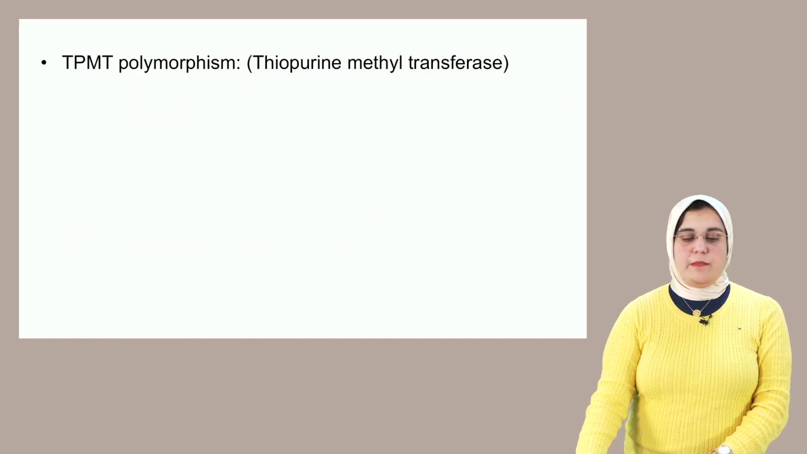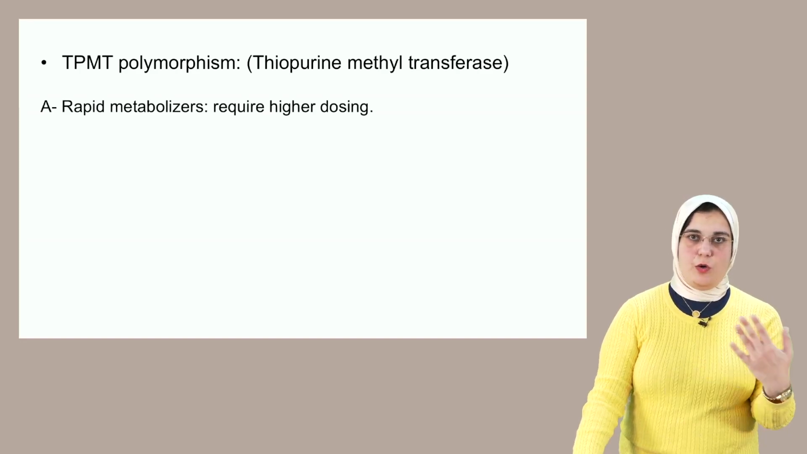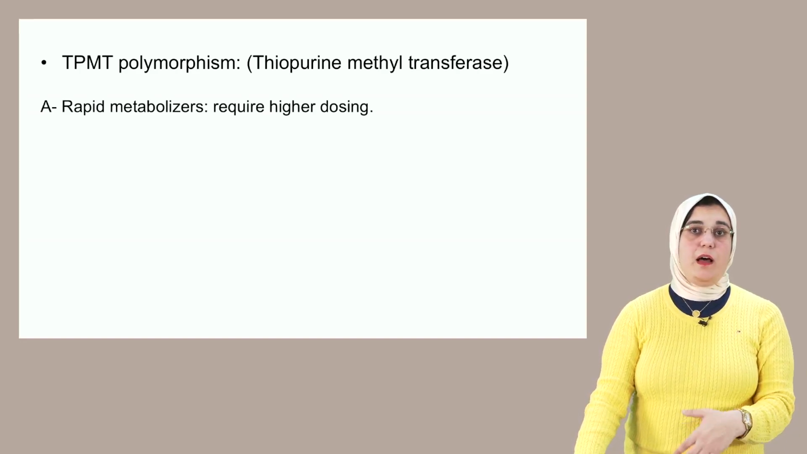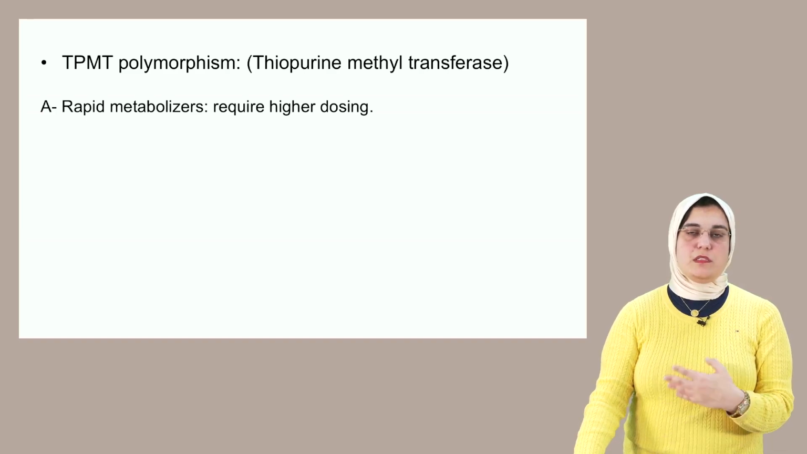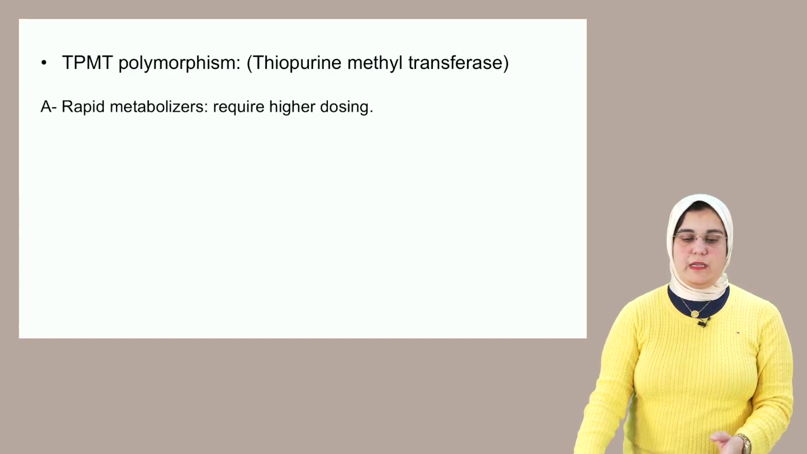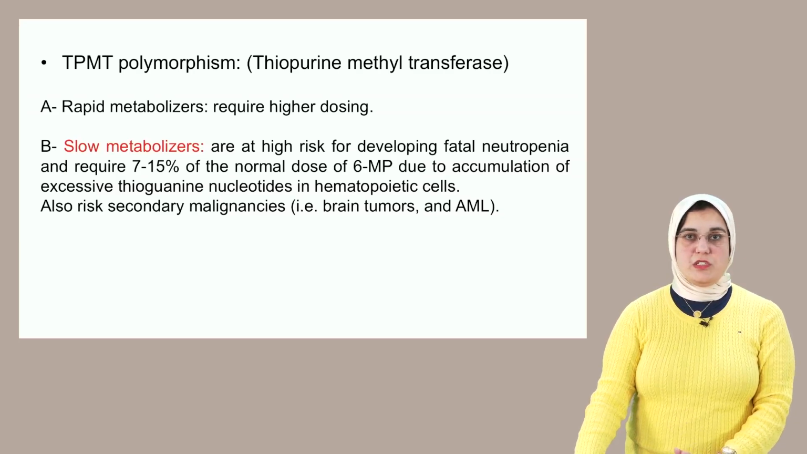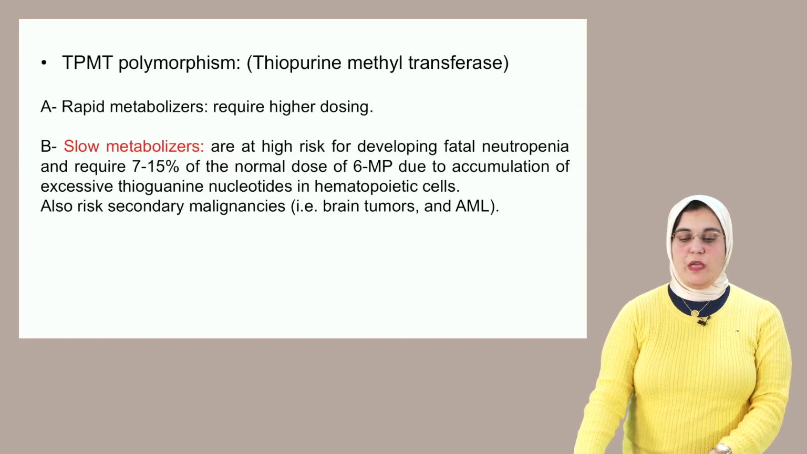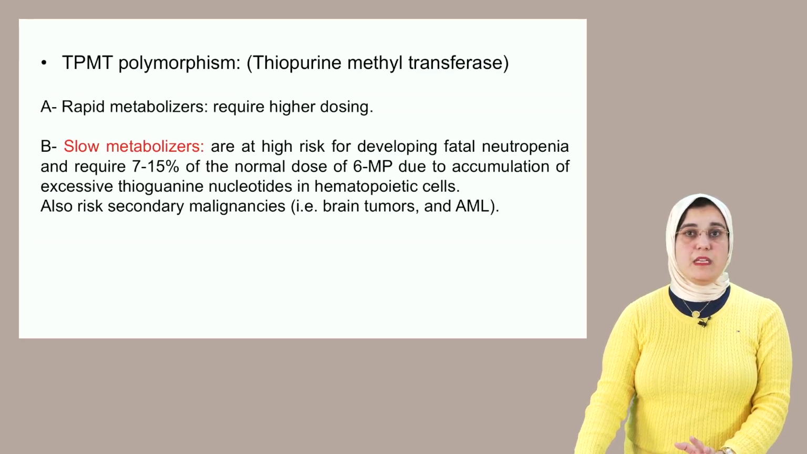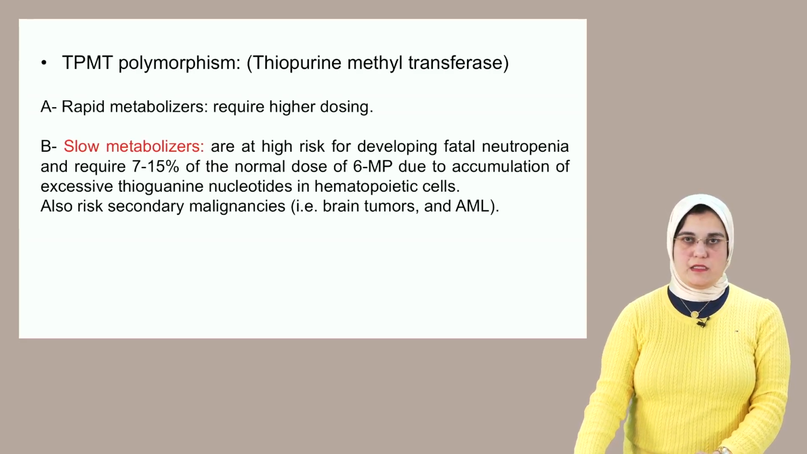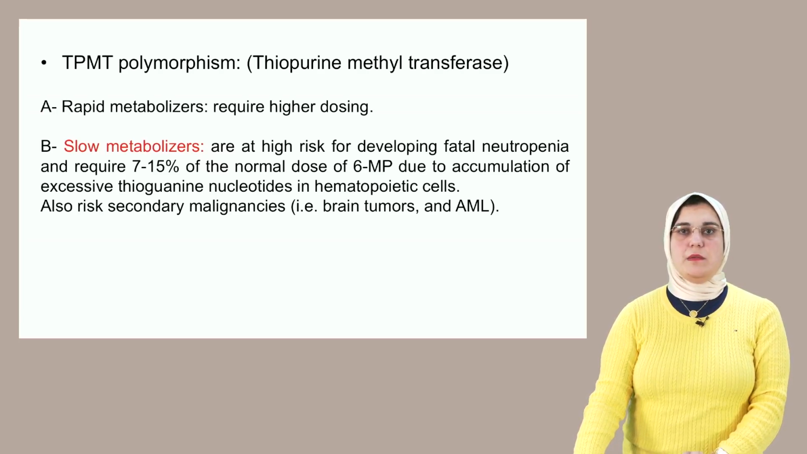So with the TPMT polymorphism, when we have rapid metabolizers, it's the opposite. We need a high dose of the drug because it's broken down very quickly. But the most dangerous is the situation where we have slow metabolizers. So the patient will have a high risk of developing fatal neutropenia. Fatal means it's a dying case. I mean, the patient can get an attack of neutropenia, which leads to death.